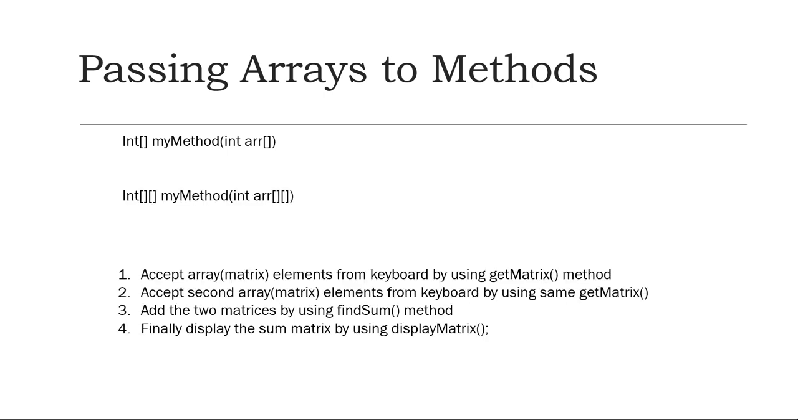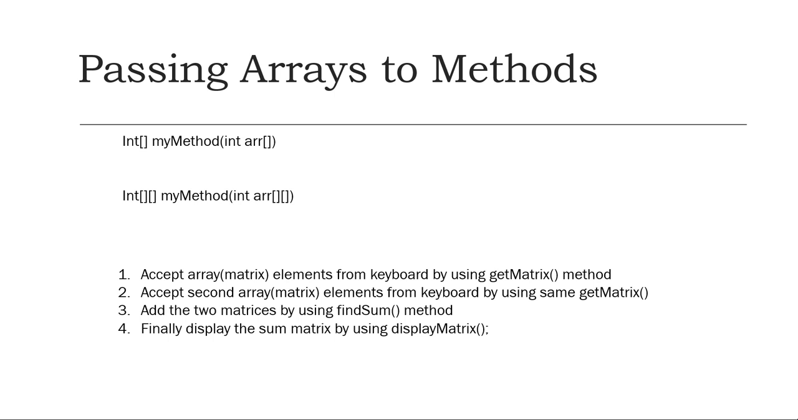So if you can see here, in the first case we can pass a one-dimensional array to myMethod, and we can also return a one-dimensional array. And in the second case, let's say we are passing a two-dimensional array and also returning a two-dimensional array, right? So let's say we want to find the sum of two matrices. We should take 2D arrays of integer type which represent the two matrices, then add them and get another 2D array which represents the sum matrix. So this sum matrix is finally displayed.